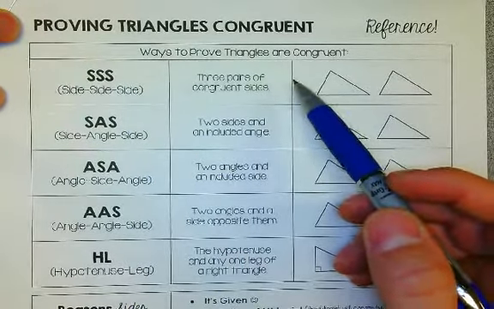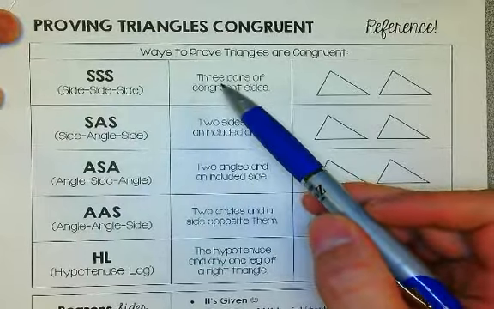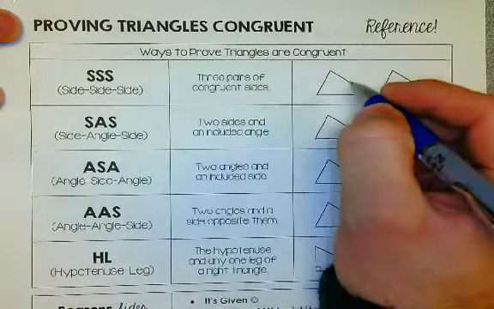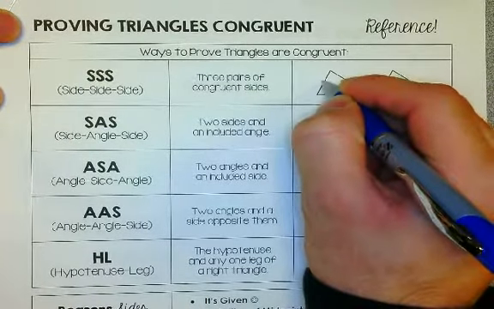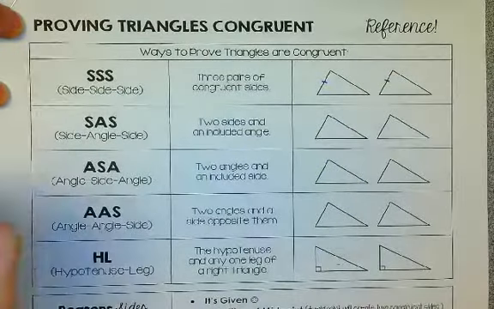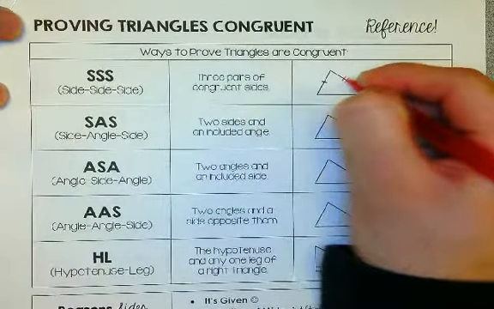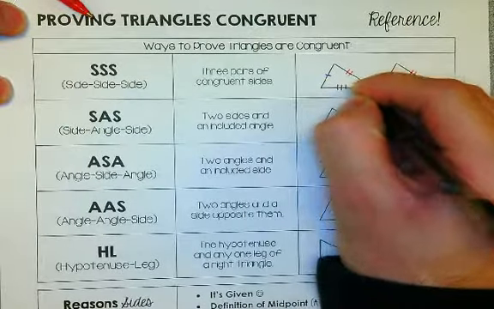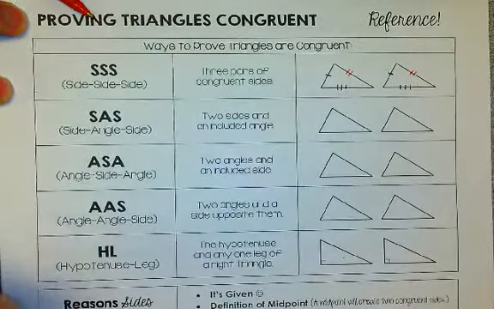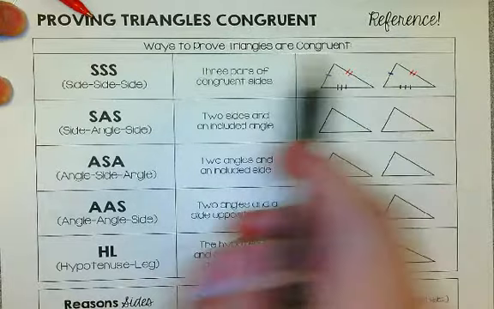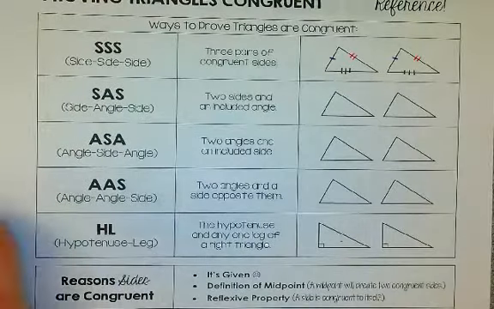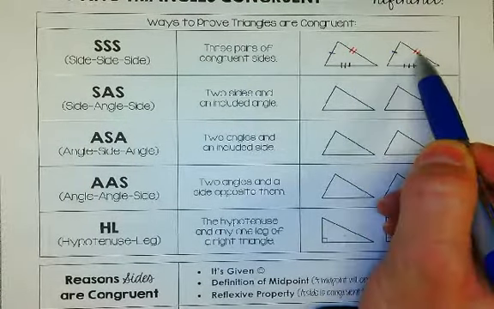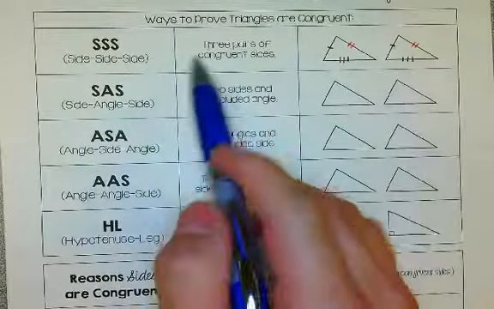How can we prove triangles are congruent through SSS? Well, the way that we do it is we have to have 3 pairs of congruent sides. So just on a basic level, if we have a picture that looks similar to what I have right now, this means that both of these triangles are congruent by SSS. We got one pair of congruent sides, another pair, and another pair. That's 3 pairs of congruent sides.